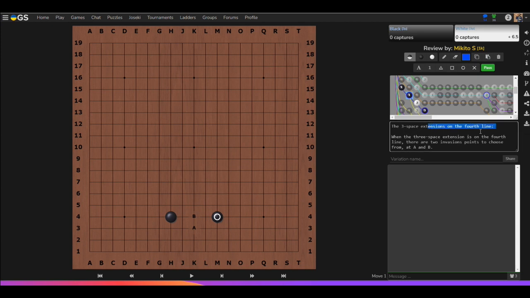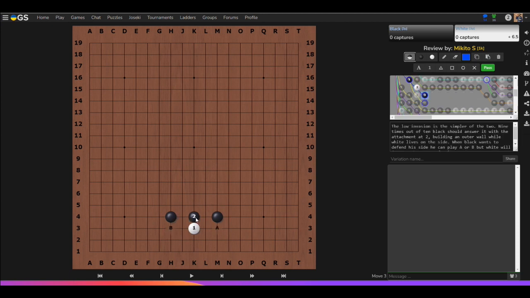The three space extension to the fourth line. So when the three space extension is on the fourth line, there are two invasion points to choose from, A and B. So I rarely see this, but I do see it somewhat, especially in double digit Q games where opponents will play two high stones with a three space extension, right? Normally we see a lower one or just a two space instead of a three, but anyway, this is nice to know. So let's look at A first, which is the invasion.